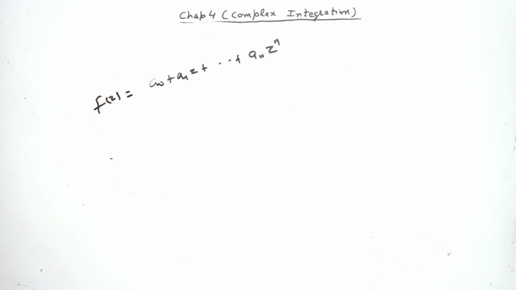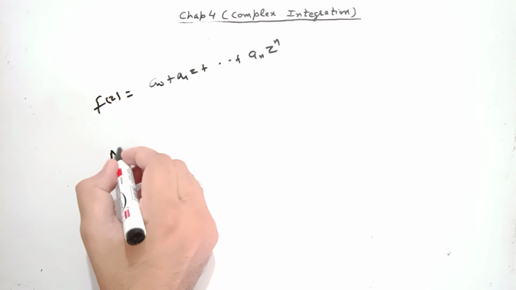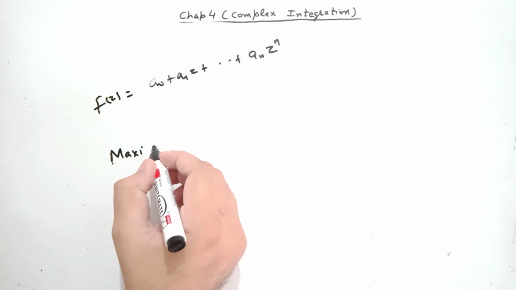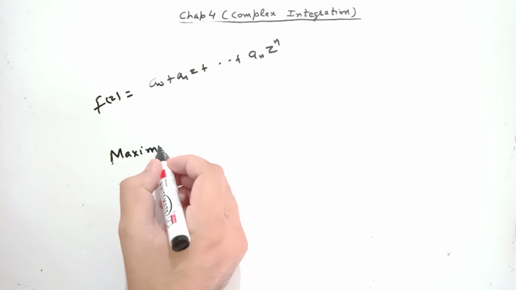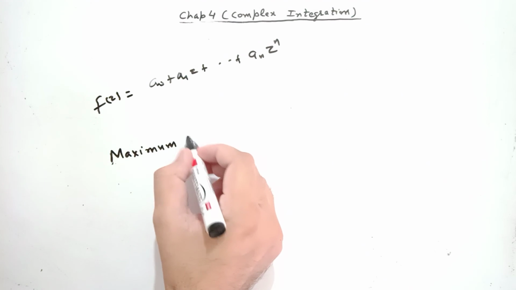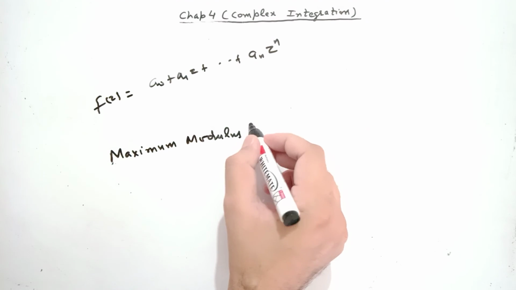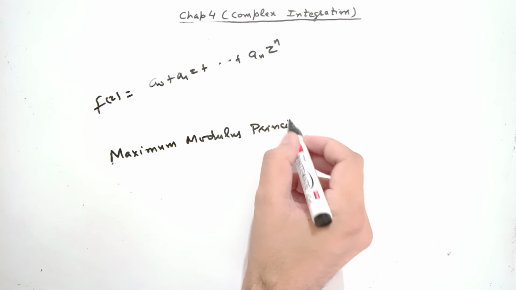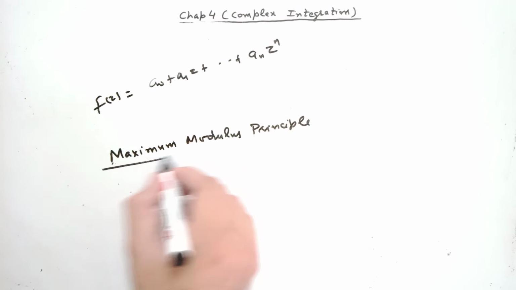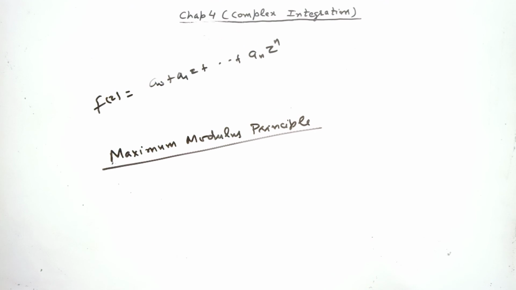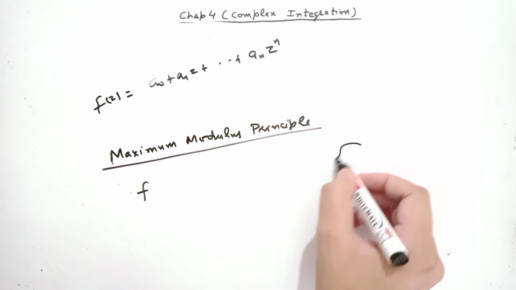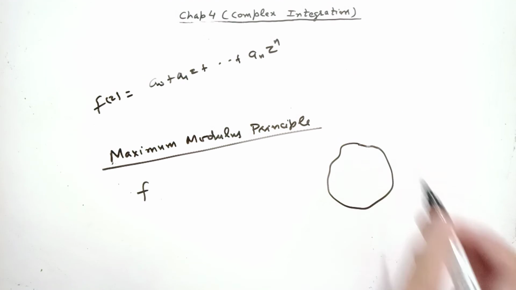There is another useful property in analytic functions. See, that appears in the maximum modulus principle. I will just state this, you will understand. Suppose a function f is continuous in a closed and bounded region. Closed and bounded region.